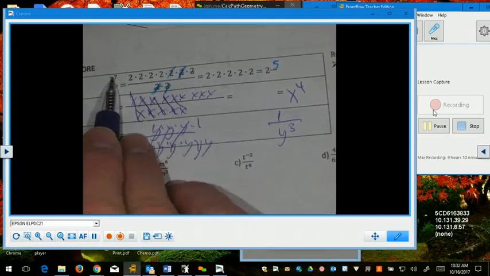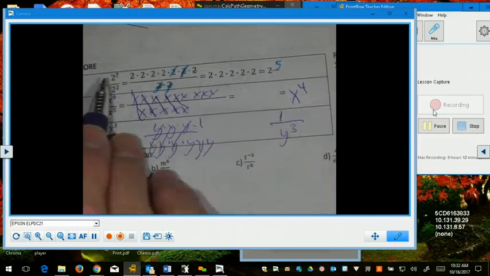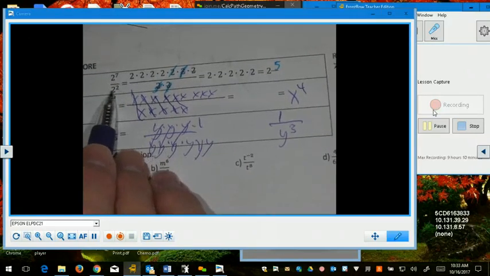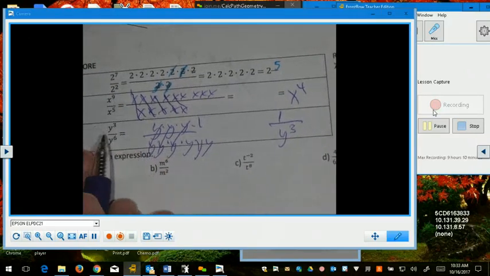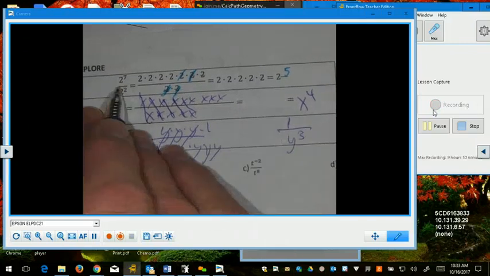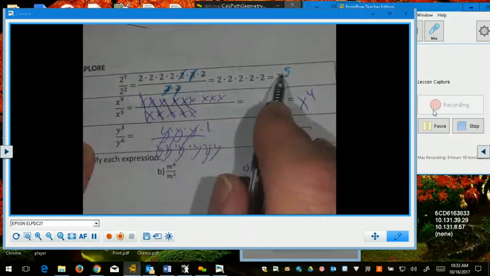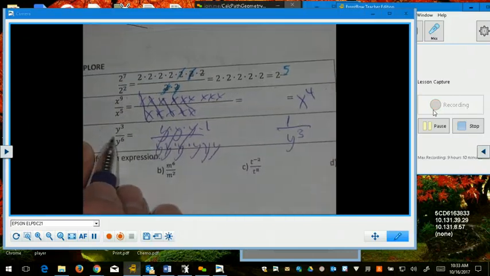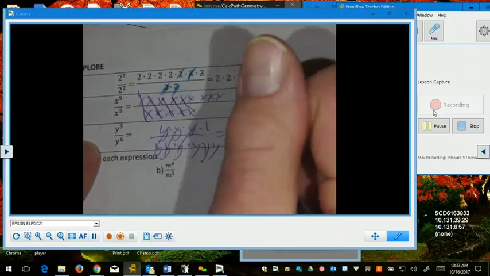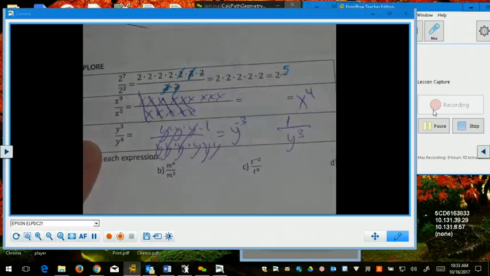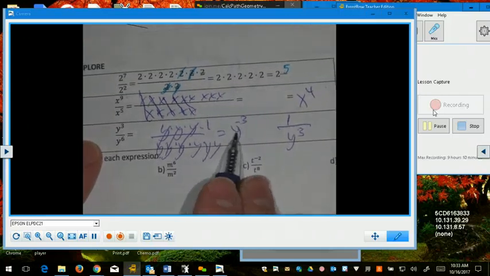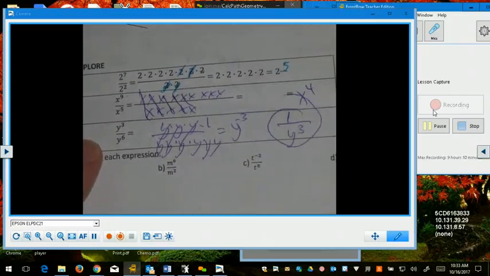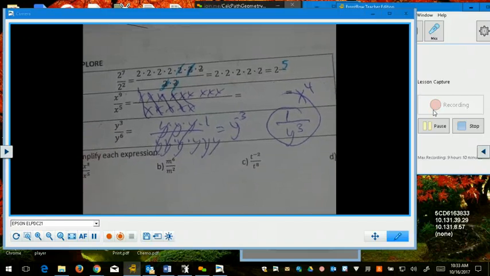Now, how do I get from here to here? What could I do with the exponents? Subtract them, right? This is 2 to the 7 minus 2, which is 5. X to the 9 minus 5, which is 4. Y to the 3 minus 6, which would actually give us y to the negative third, but we don't leave our answer as a negative exponent, so we'd move it back to the denominator.